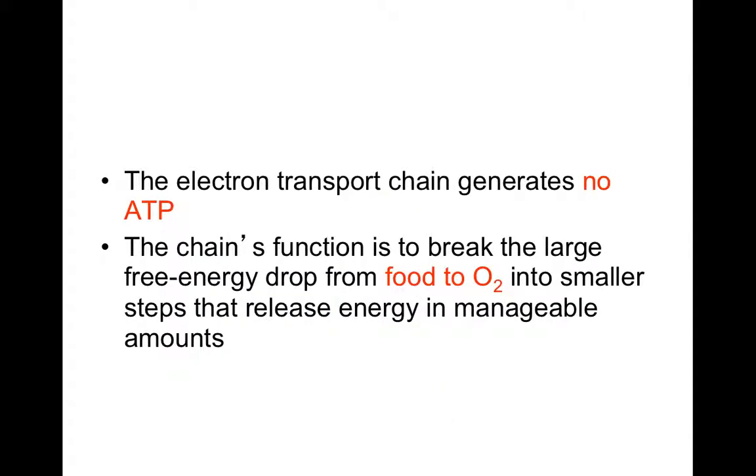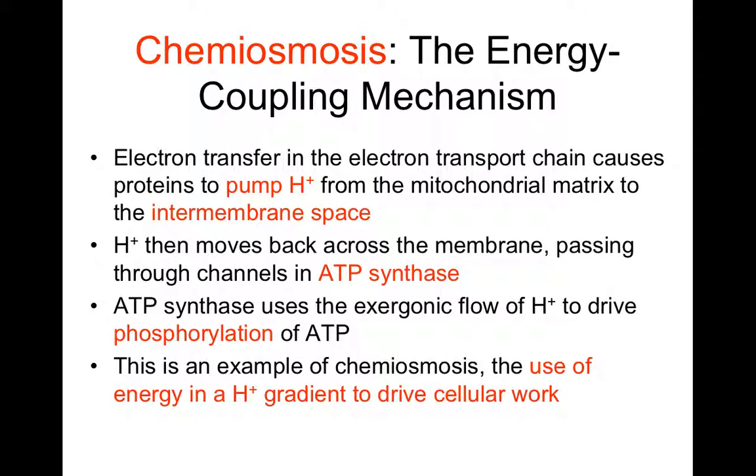The electron transport chain in and of itself produces no ATP. The chain's function is to break the large free energy drop from food to oxygen into smaller steps that release energy in manageable amounts. Chemiosmosis, the final part of oxidative phosphorylation, couples the potential energy produced by the electron transport system to the synthesis of ATP.